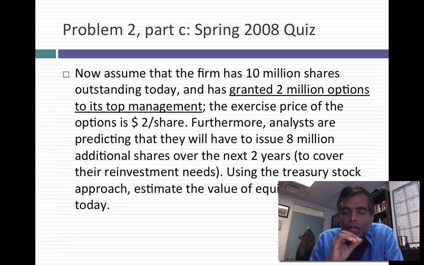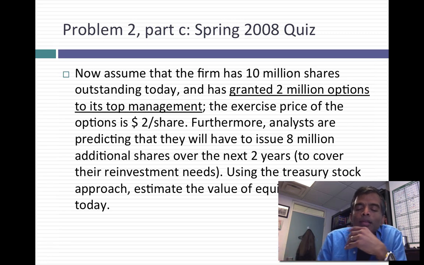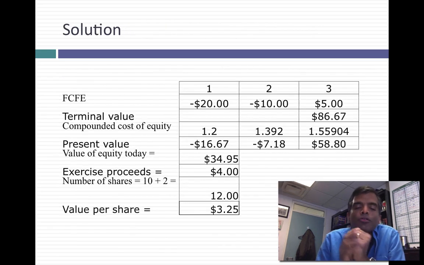I also tell you in addition that the company has to issue 8 million more shares over the next 2 years because they have negative free cash flows to equity. Do with it what you must, but I'm very explicit here. And I probably don't even have to state that you have to use the treasury stock approach, because what else can you do? You don't have the information to value the options. Estimate the value of equity per share. So let me take you through the process.